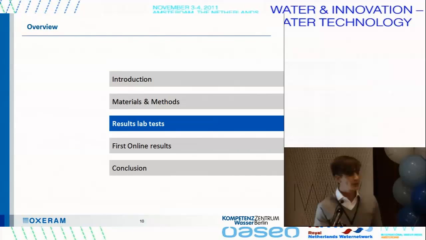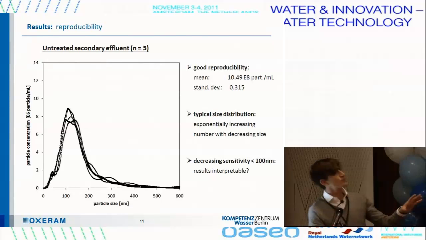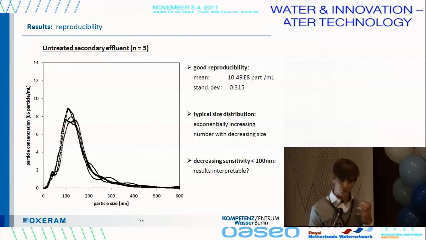Now the lab test results. Here is a measurement of an untreated sample. You see the particle number concentration over the particle size. It was a test on reproducibility, and you see we can really make reproducible measurements, also in this organic matrix.